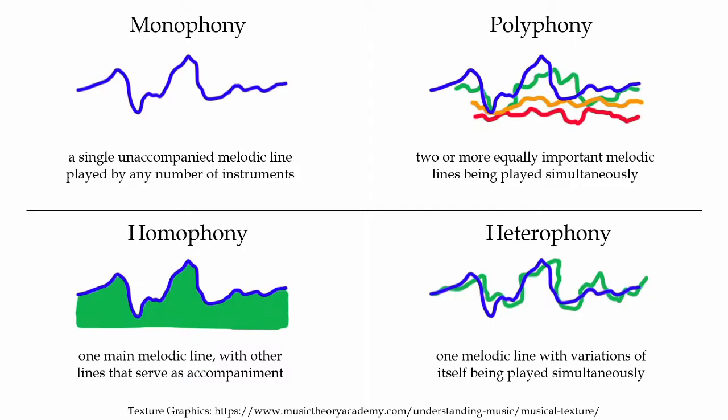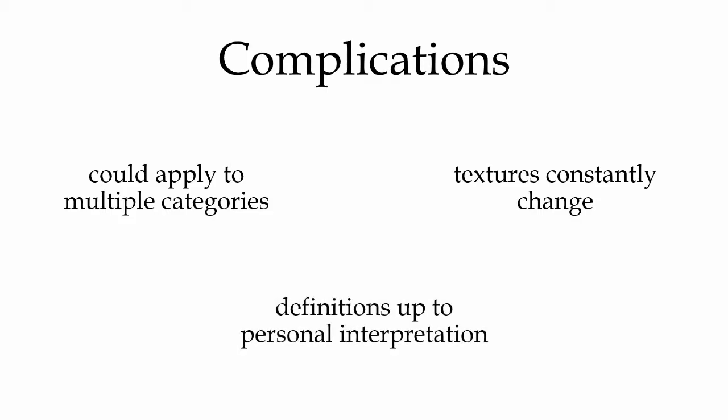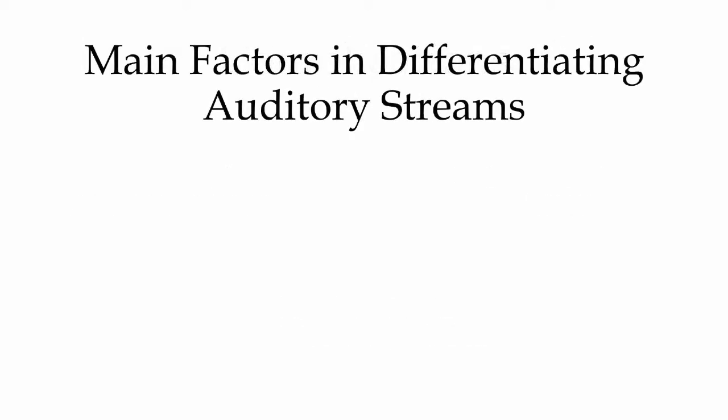Unfortunately, manual texture analysis has various complications. Some music may contain elements of multiple textural categories, texture rarely remains constant throughout a piece of music, and the category definitions are somewhat arbitrary, leaving room for personal interpretation. The music theorist David Huron offers a different approach to these categories. Huron states that there are two main parameters that allow humans to determine if a stream is the same or different in relation to another stream.